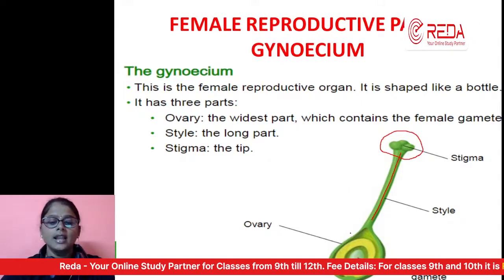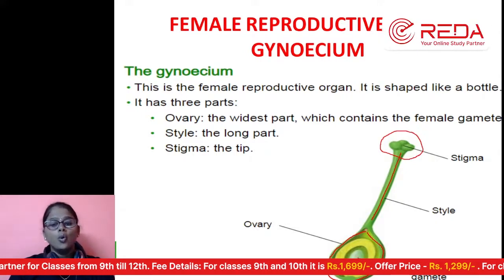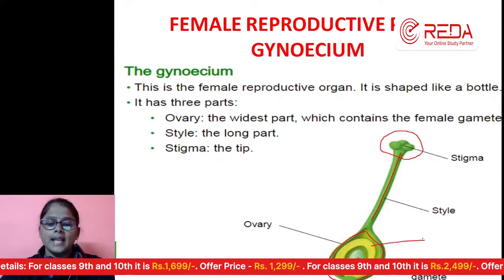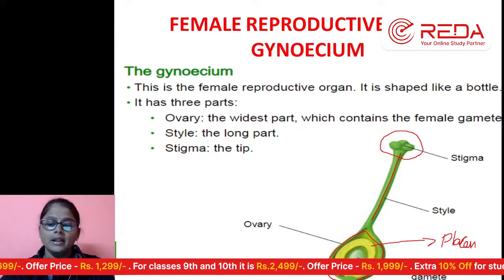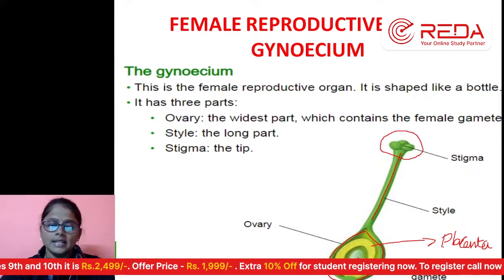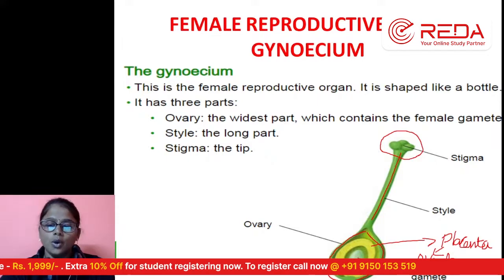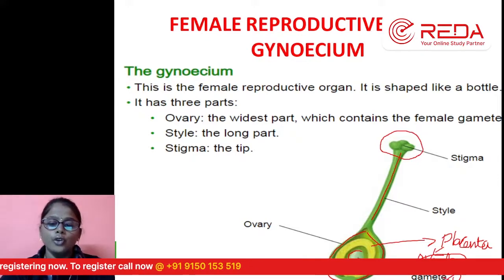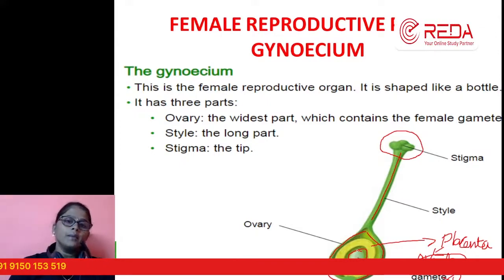At the end of the style, a bulged structure is seen, and that is called the ovary. Inside the ovary, there is a soft tissue structure called the placenta. In the placenta, the ovules are embedded. So the placenta is the inner structure of the ovary, and the ovules attach to it. You can see the ovule present in the placenta. The ovule is called the female gamete.